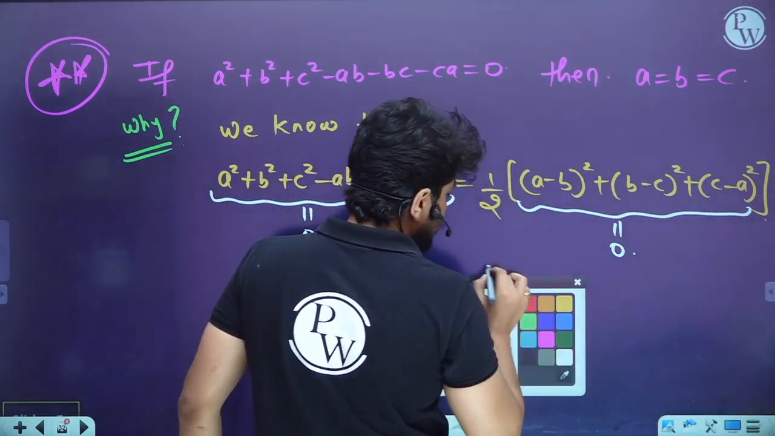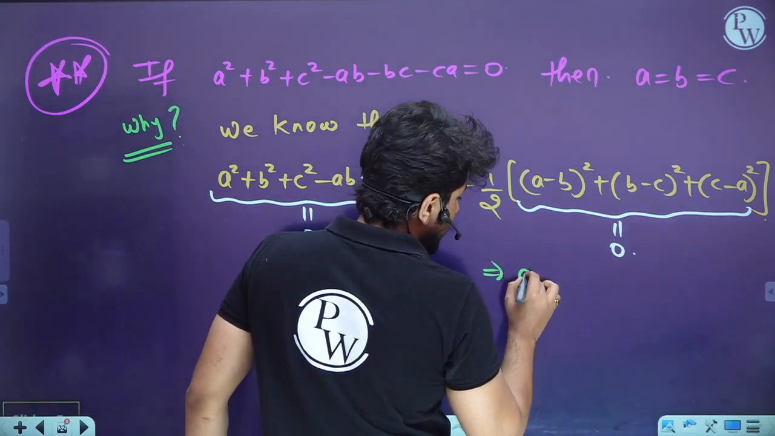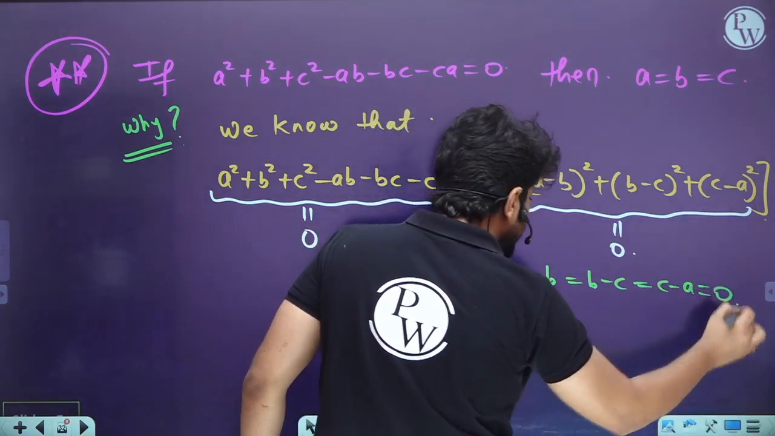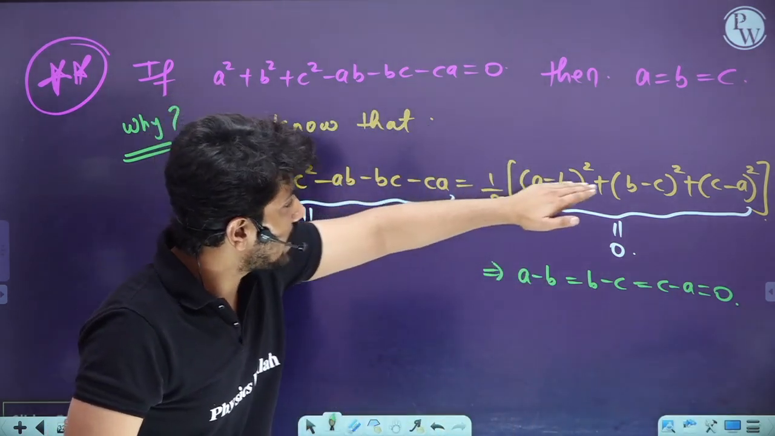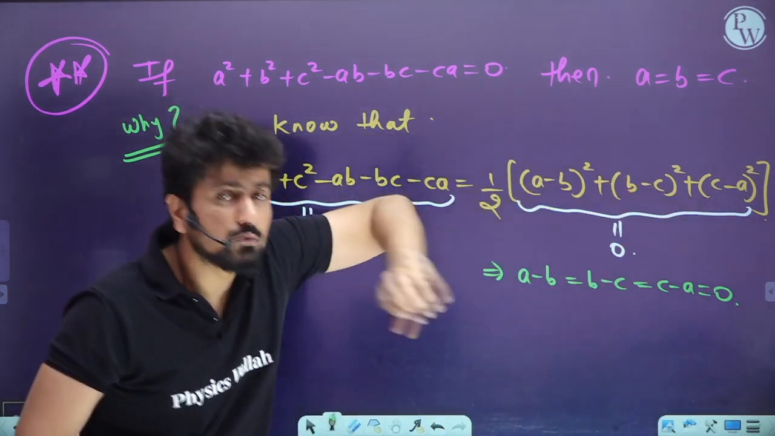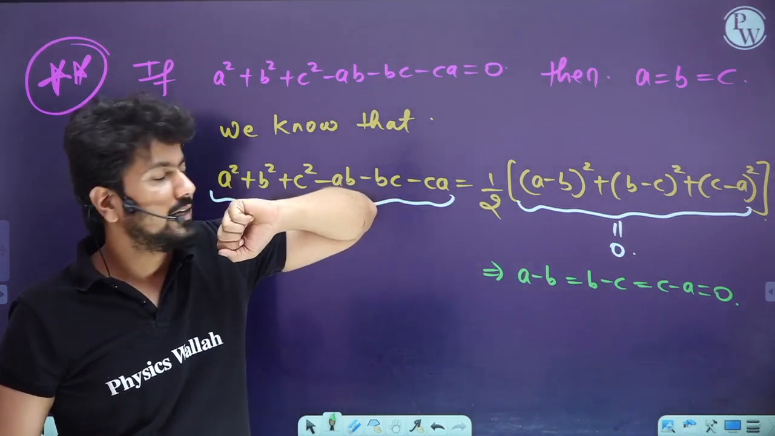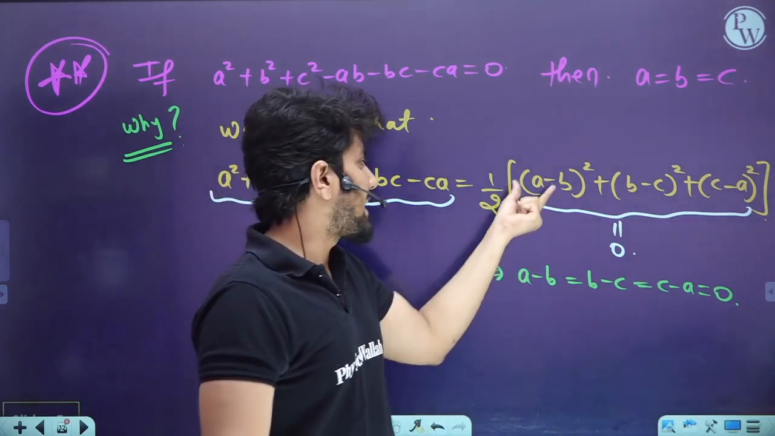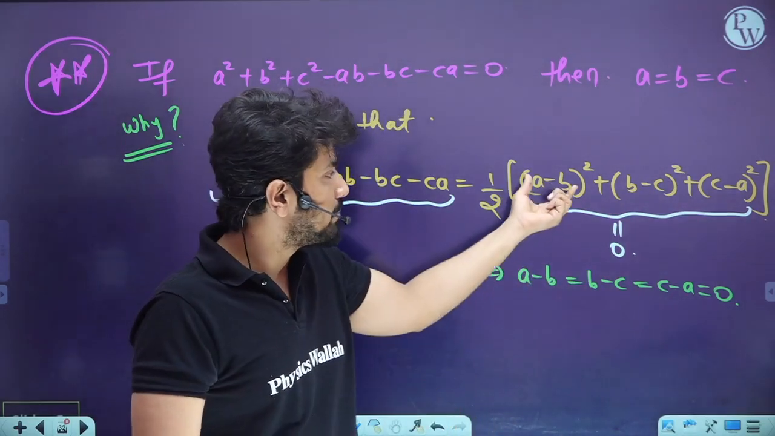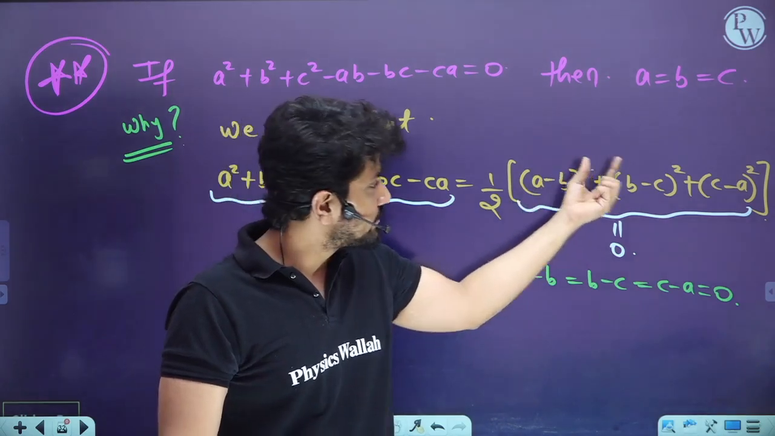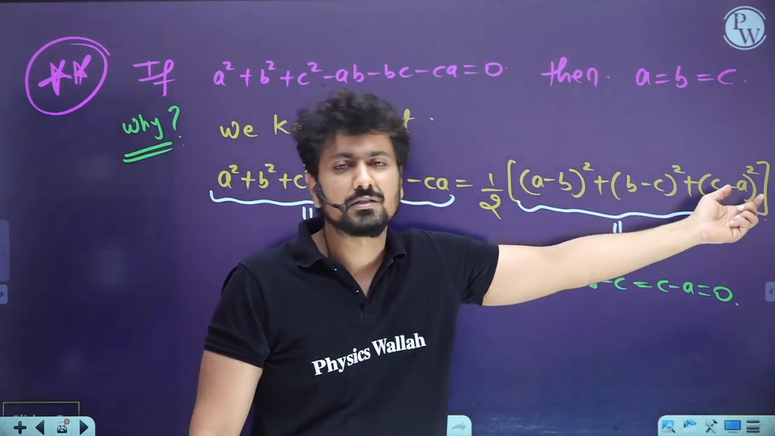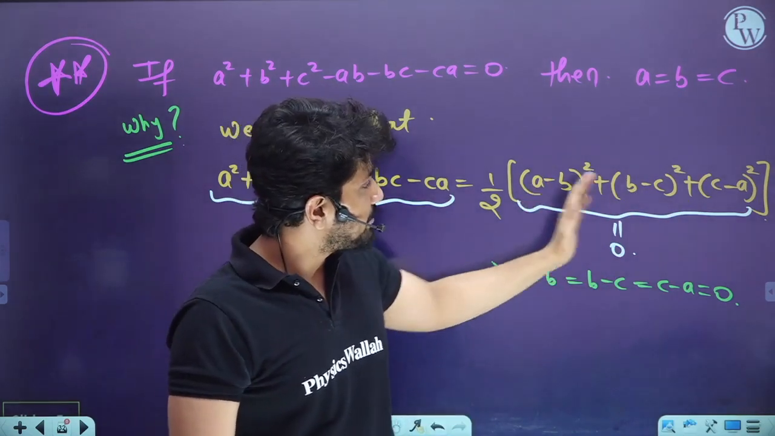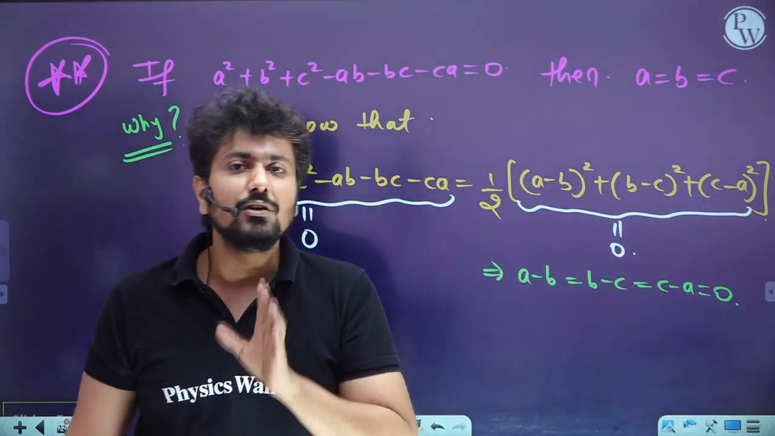So it implies that a − b, b − c, c − a, all of them have to be 0. 0² + 0² + 0² will be equal to 0. If any one of them is non-zero, the sum will be non-zero. Suppose a − b equals −2, so it will become +4. This will also be some positive thing. So the sum of three positive things cannot be equal to 0.